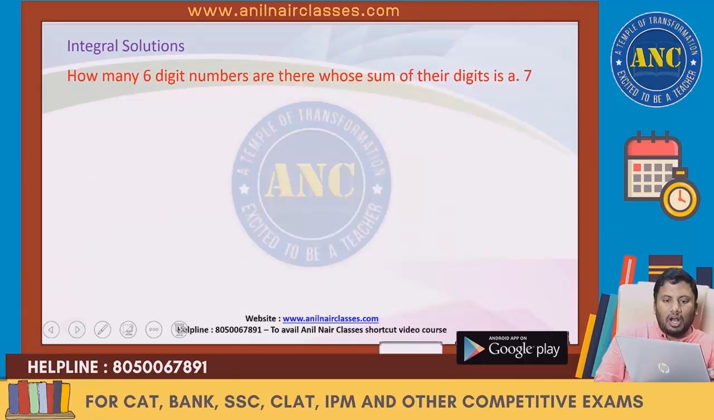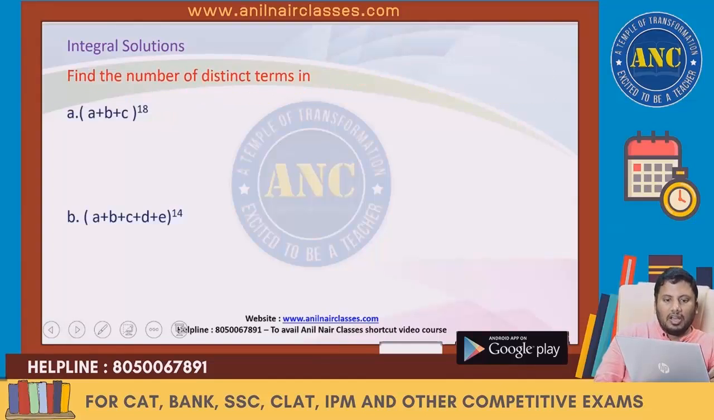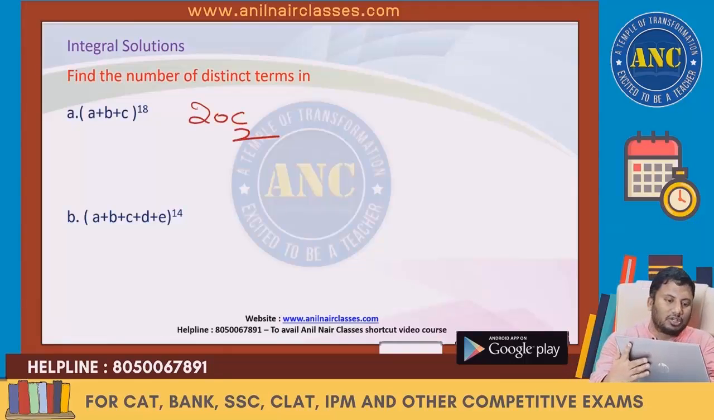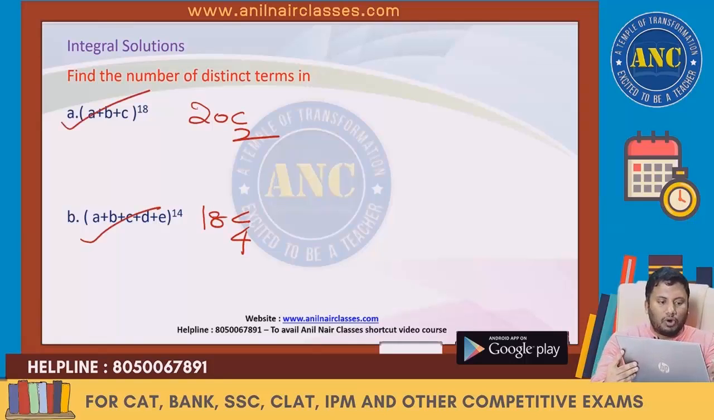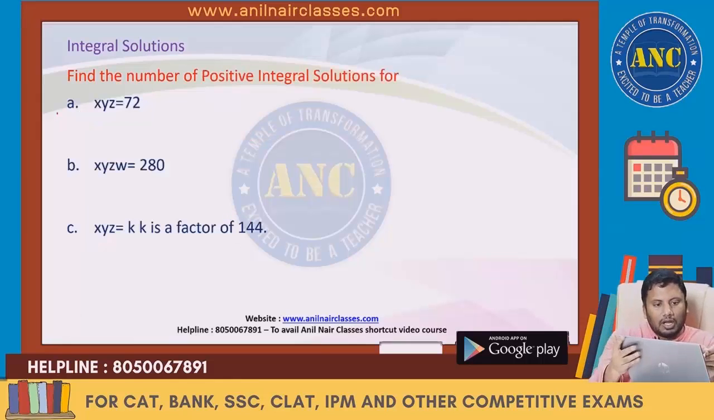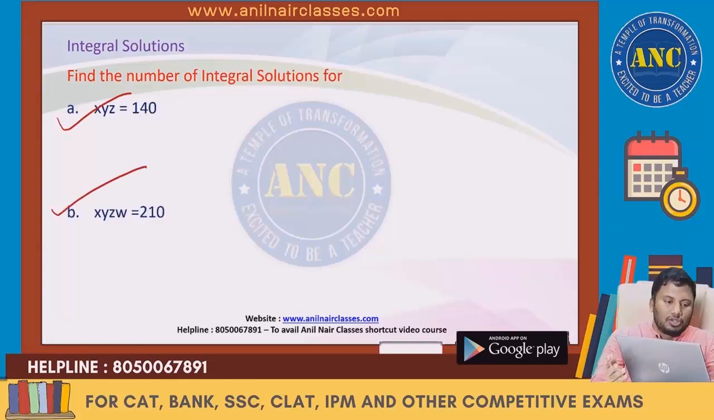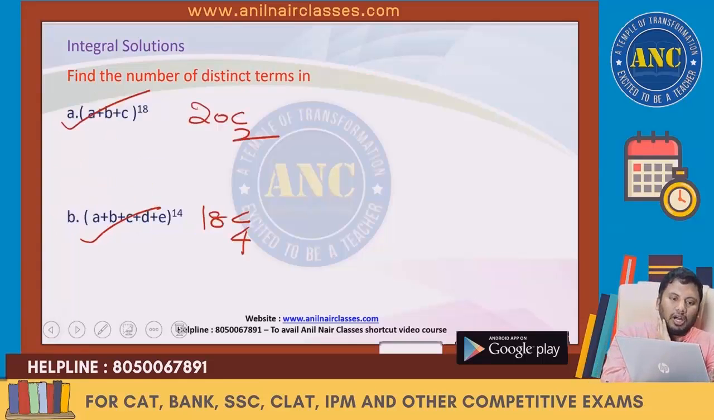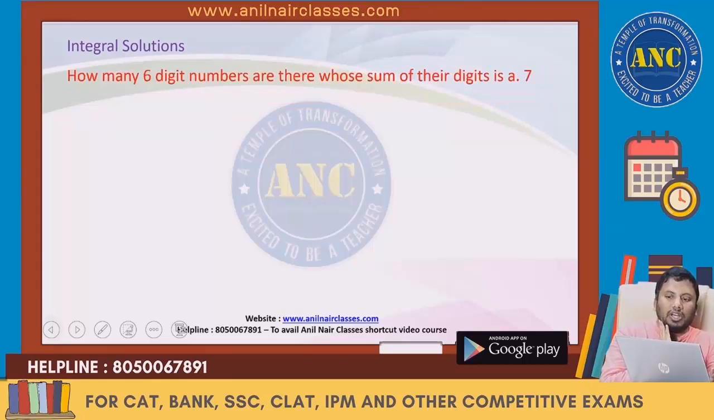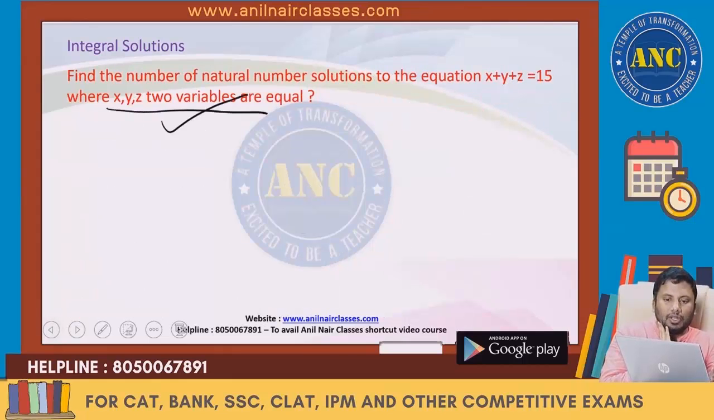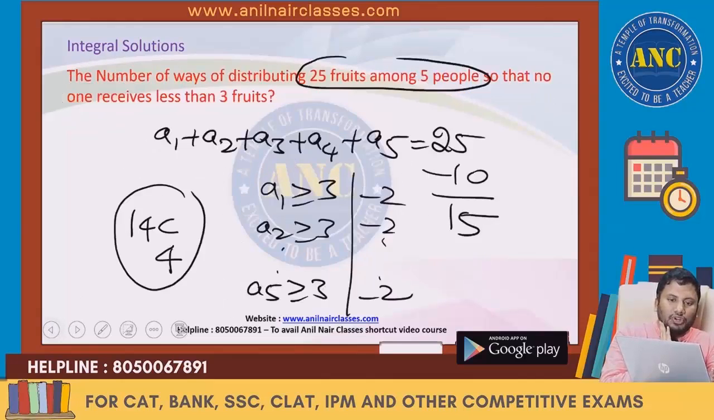Once you understand all these models, tomorrow 4 o'clock we are discussing. 18 plus 3, 21, 20C2. 14 plus 5, 19, 18C4. This model we covered. Covered. So few models are there. Few more advanced level is there. So there are 1, 2, 3, 4, 5. There are few questions.